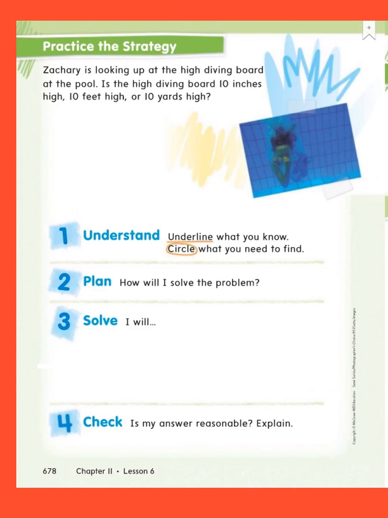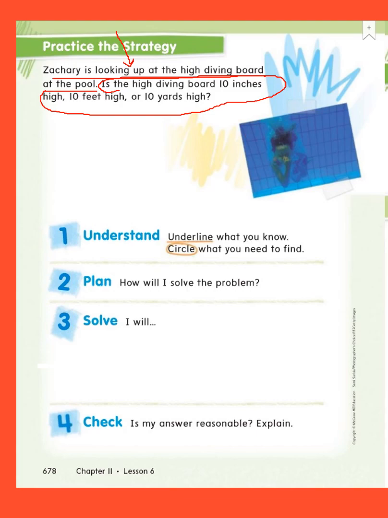Okay, so let's practice the strategy, and this one is not a very good example. Zachary is looking up at the diving board, at the high diving board at the pool. Okay, that's important. Zachary is looking up at the high diving board at the pool. He's looking up. Is the high diving board 10 inches high, 10 feet high, or 10 yards high? Sorry. Well, let's think about this.